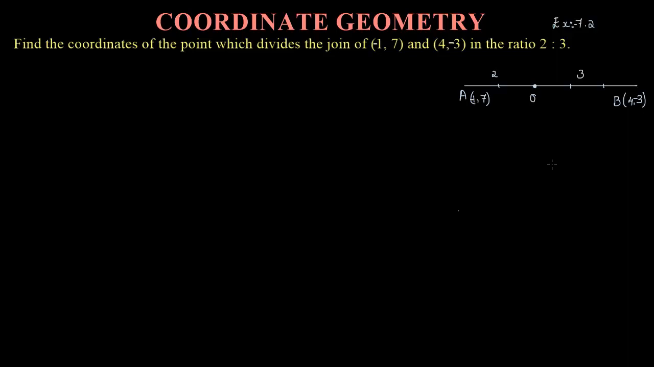For this type of question we have been given the section formula. Why is it called section? Because you can see the line has been divided into 2 sections, right? 2 sections or 2 parts. So because of that it is called the section formula. Let me just write the section formula here.